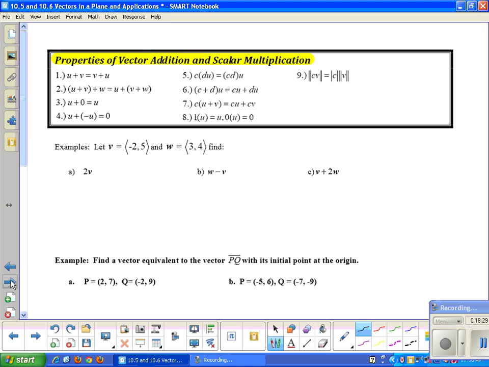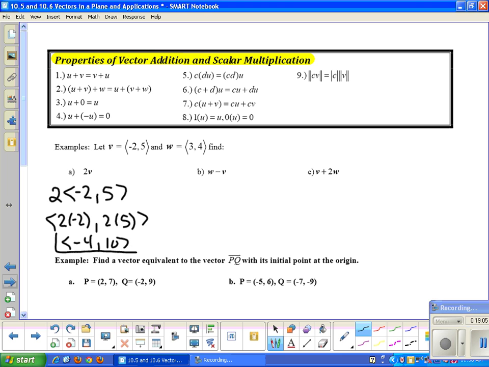If we look at this first example that I have here, it says we want to let v equal negative 2, 5. Remember, that's the component form, so that means that our horizontal component is negative 2 and our vertical component is 5. And we also have w, which is 3, 4. So if I want to find 2 times v, that means we're doing scalar multiplication. So all I'm going to do is multiply each of those components by 2. So it would be 2 times negative 2, 2 times 5. So pretty easy, and we end up with negative 4, 10. So this would be the new vector, 2v.